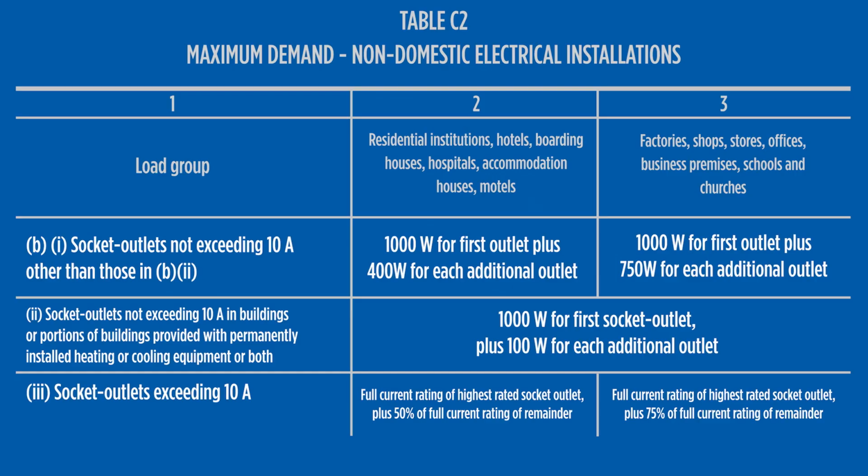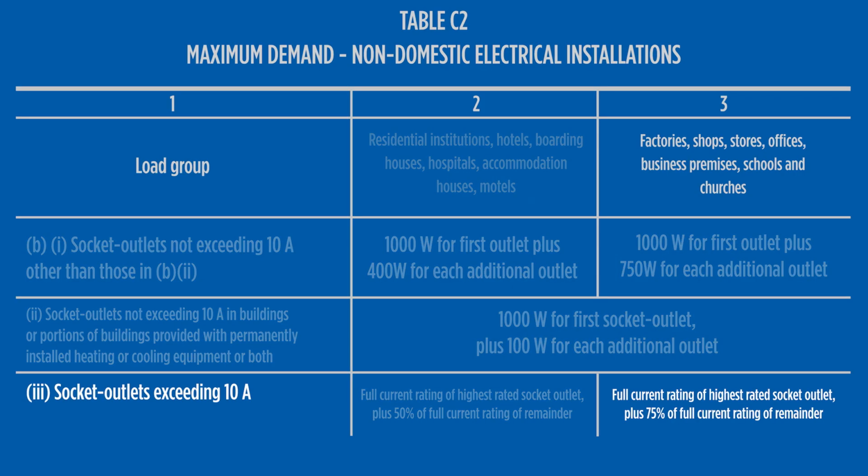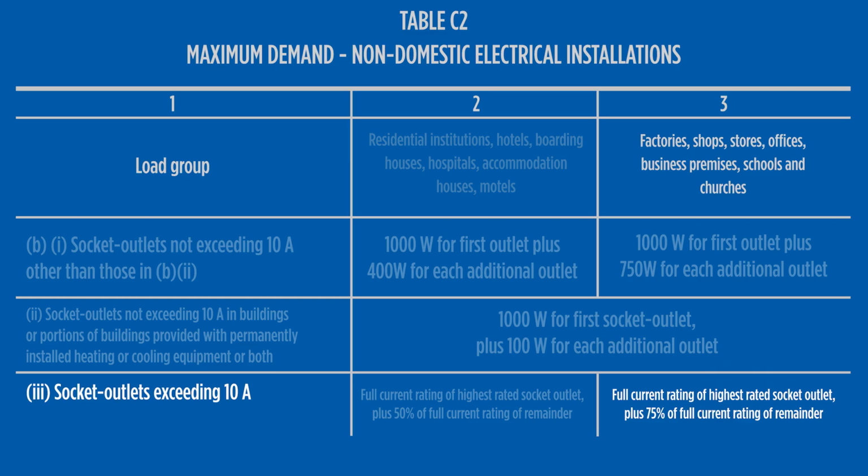In this calculation, some specialised loads not encountered in previous examples are presented. We will spend a little time on each of these to clarify loading allocations. Load group B3 is for socket outlets exceeding 10 amps in buildings or portions of buildings with no installed permanent heating or cooling equipment. Load allocation from Table C2, column 3, allows 100% loading of the highest rated outlet and 75% of the full current of the remaining sockets in that group.